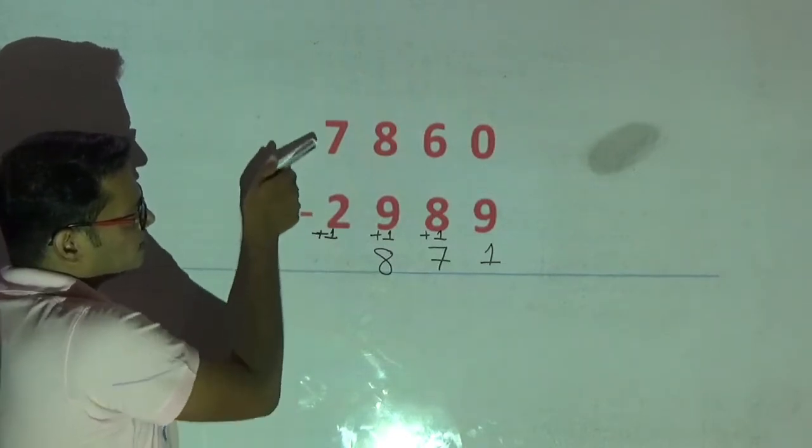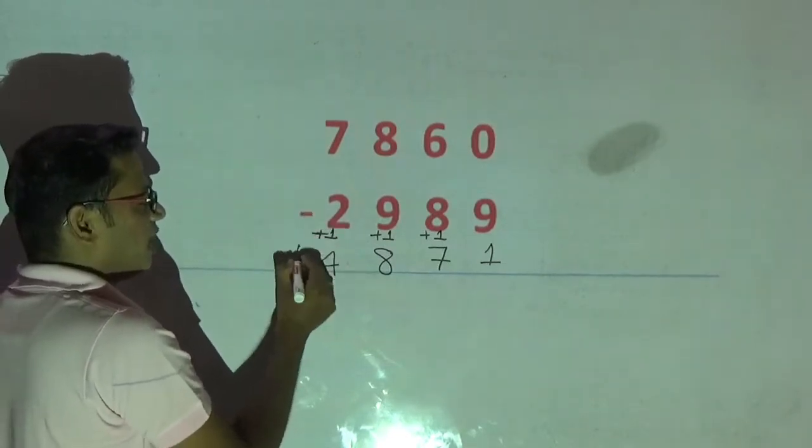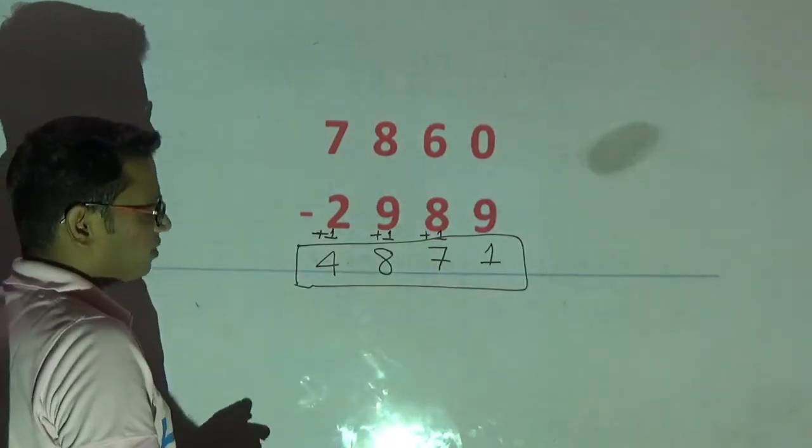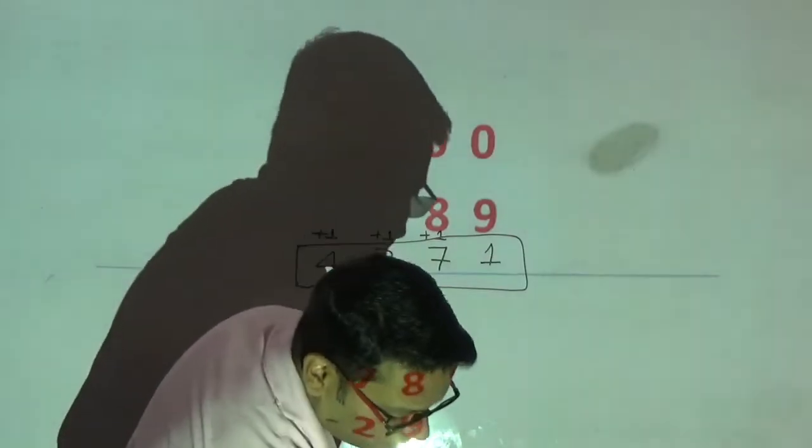Now, 7 minus 3. What is 7 minus 3? 4. The answer for this question is 4871. Okay, so we'll go for the next problem now.